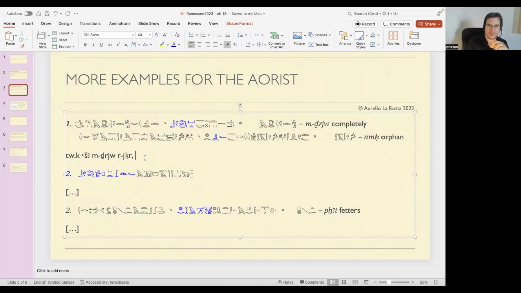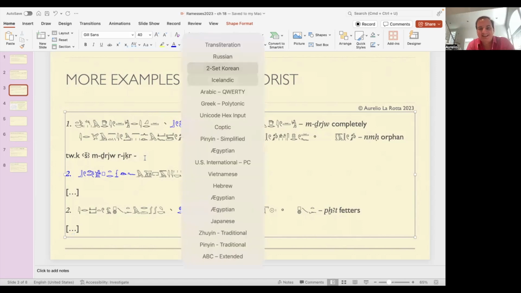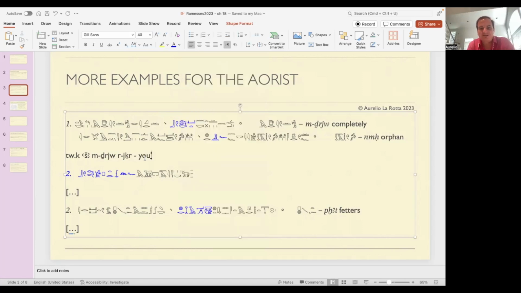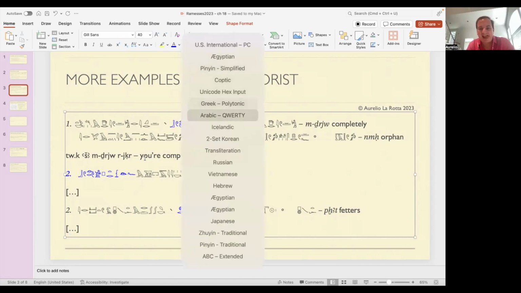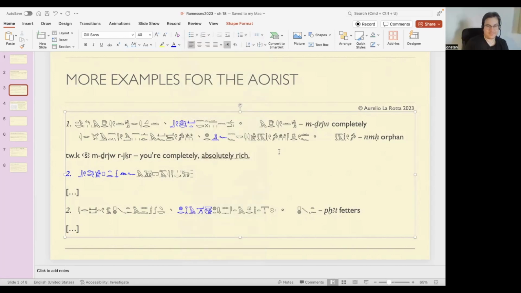So you're plentiful in completely. It's quite a superlative, yes. You're right. So let's make it happen. You're plentiful. You're completely, absolutely rich, maybe. Let's put it this way. Okay, and then how does he go on? Then it's well, I can't say it.